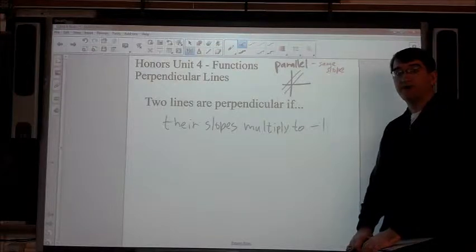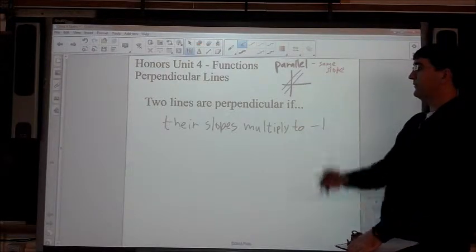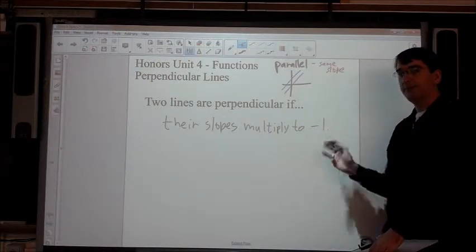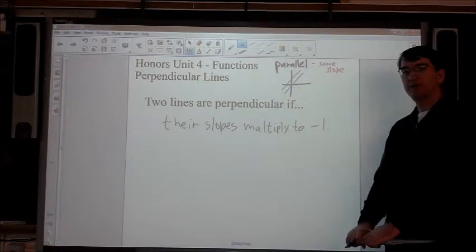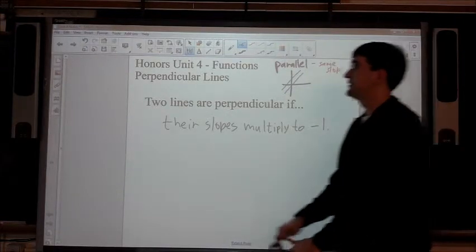And it's as easy as that. We look at the slopes. If they're the same, then they're parallel. If they're not the same, but they multiply to -1, that means they're perpendicular. So let's just go ahead and start doing that.